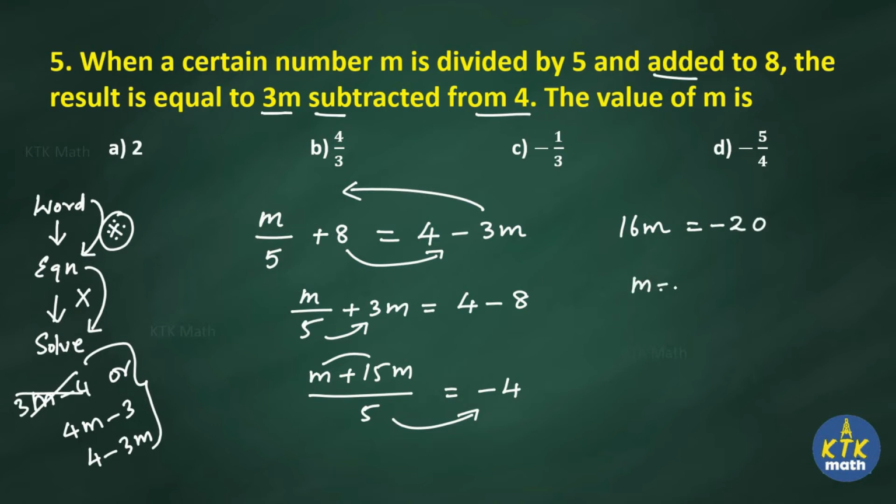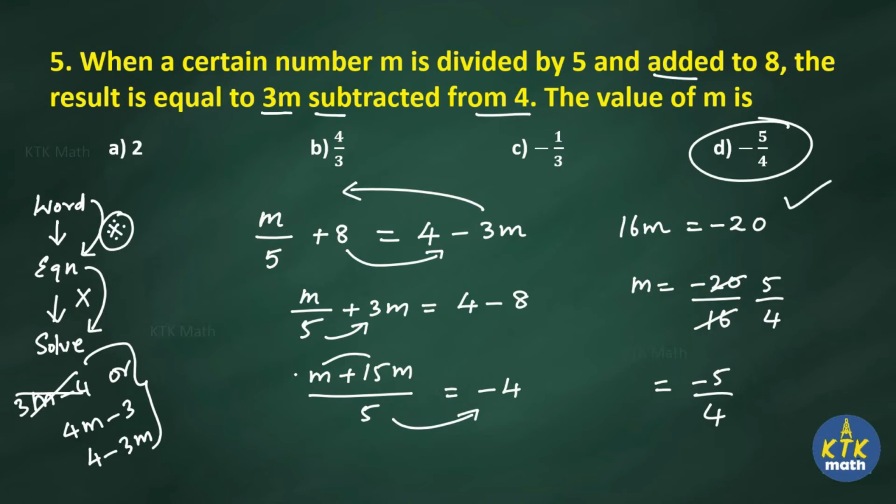Now from this you need to find negative 20 by 16. I can reduce this in 4 multiples, 4 tables, right? So minus 5 by 4 is the answer. The minus symbol is there, so be careful with the symbols. Therefore your answer is option D. Is it clear now? I hope you understand these kinds of questions.